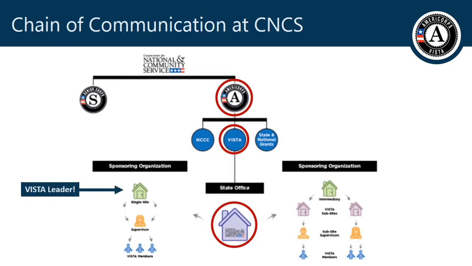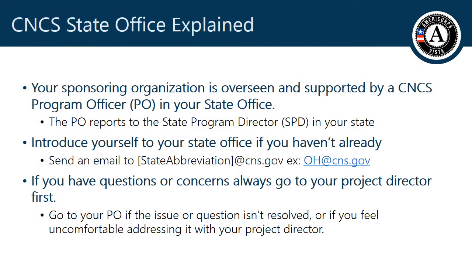VISTA leaders can be placed at both single-site VISTA projects with 8 or more members, or in an intermediary project that manages 8 or more members across multiple sites. VISTA leaders may also be placed to support multiple projects in a single region. We'll zoom in on the state office a little, just to give you a clearer picture of who's who. Your sponsoring organization is monitored and supported by a CNCS program officer, or PO, in your state office. The PO reports to the state program director, or SPD, in your state office. Sometimes your program officer could be the state program director as well.